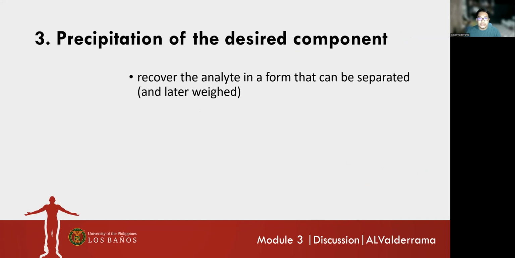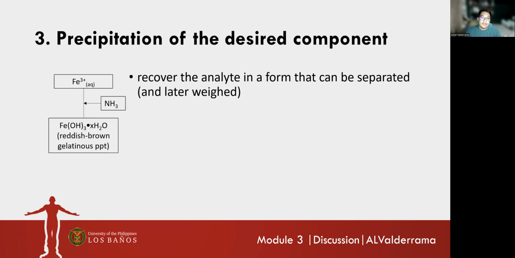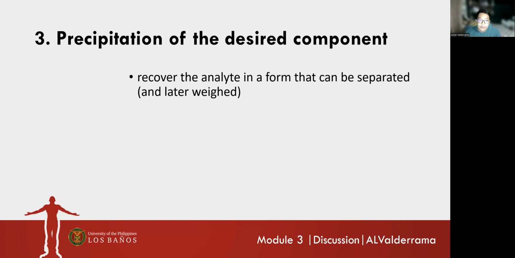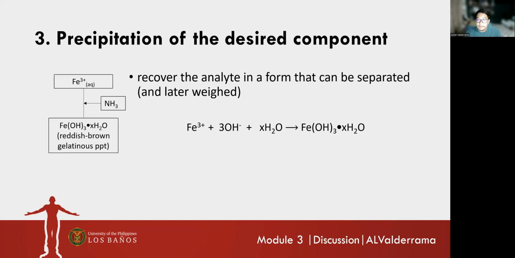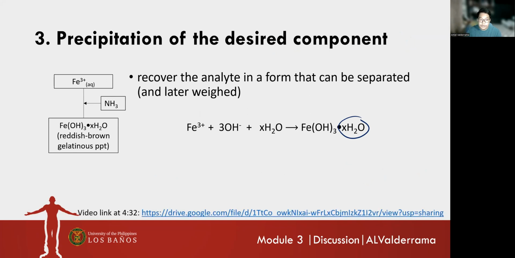So now let's proceed to the precipitation of the desired component. So as mentioned, we will be using ammonia. And this ammonia will have a corresponding reaction with Fe3+, producing your ferric hydroxide hydrous precipitate. Hydrous meaning there is water adhered on your precipitate. So this forms a reddish brown gelatinous precipitate that will be shown to you in this video.